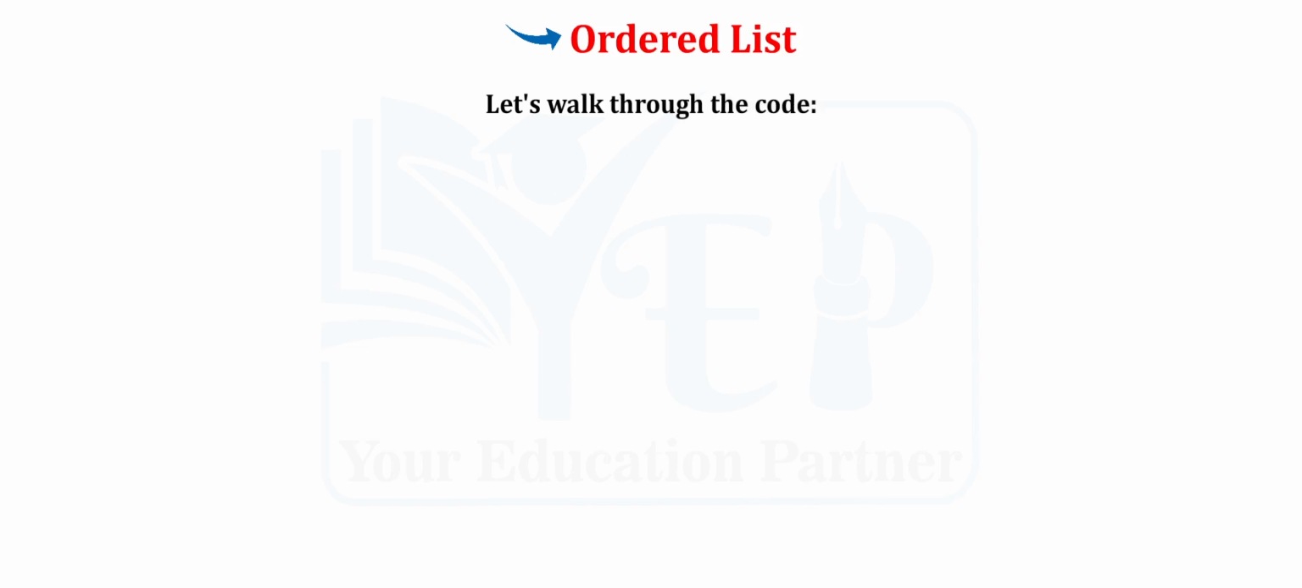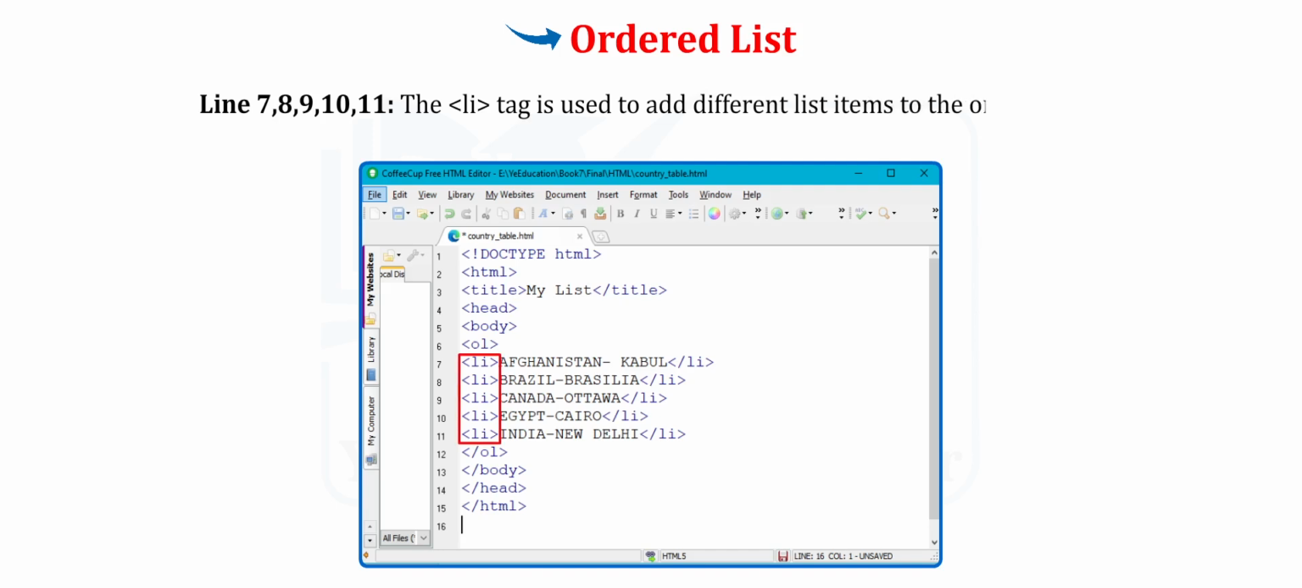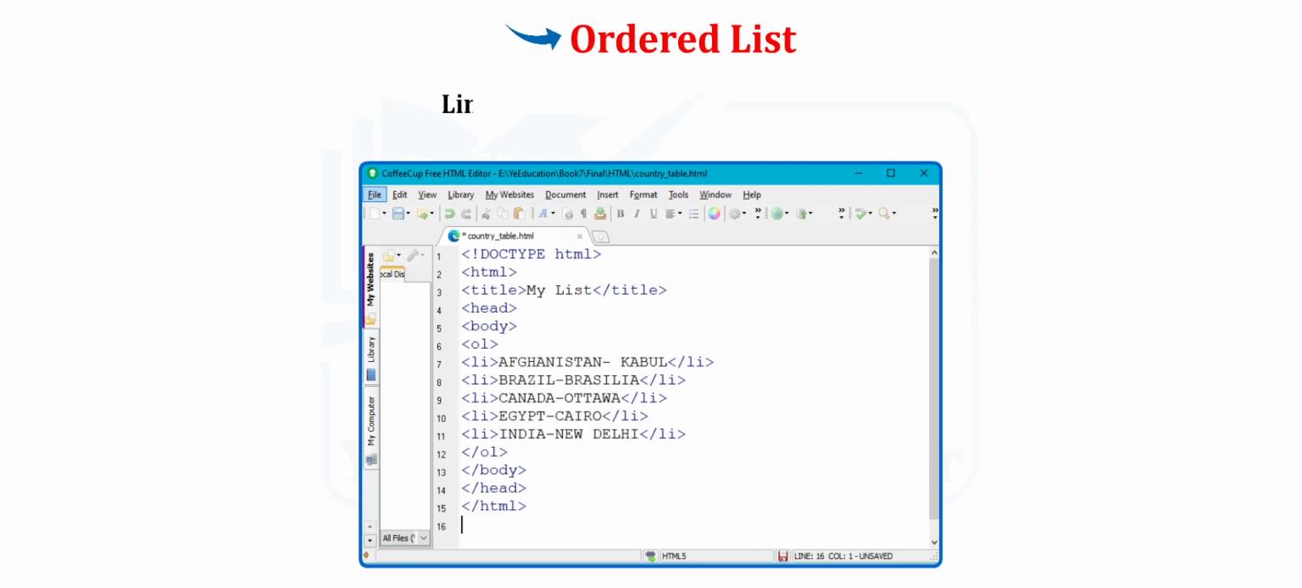Let's walk through the code. Line 6, the OL tag is used to start the list. Using the OL tag suggests that the list will be an ordered list. Lines 7, 8, 9, 10, 11: the LI tag is used to add different list items to the ordered list. Line 12: the list is closed using /OL.